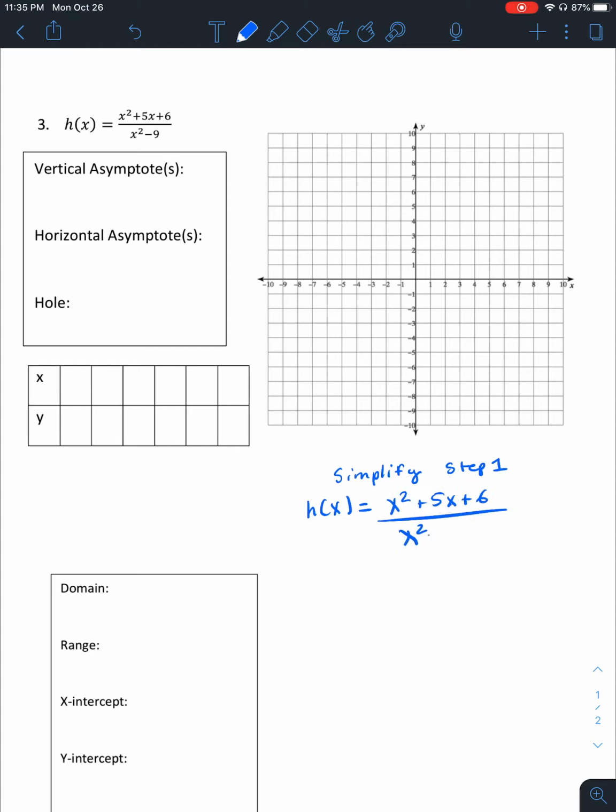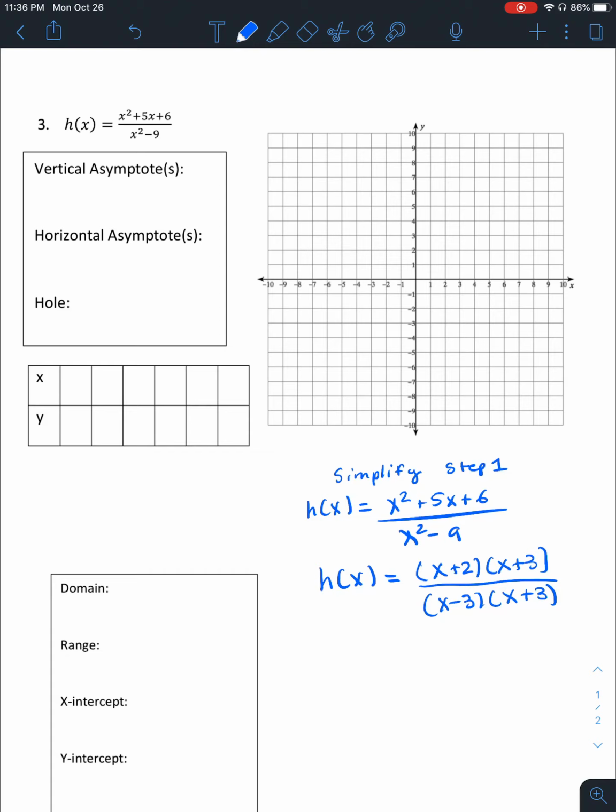And then on the bottom, we have x squared minus 9, which is a difference of perfect squares. And that's going to give you x minus 3 and x plus 3. Negative 3 times 3 is negative 9, and negative 3 plus 3 is 0. So that's why that works right there. So in our new function that we've simplified, I hope that you can see that x plus 3 and x plus 3 are both the same. So that means something special is going to happen.